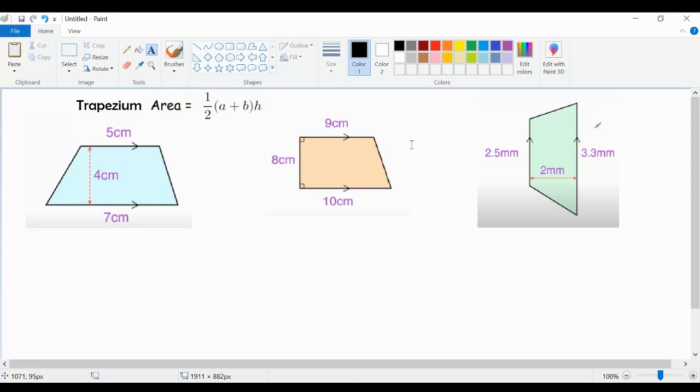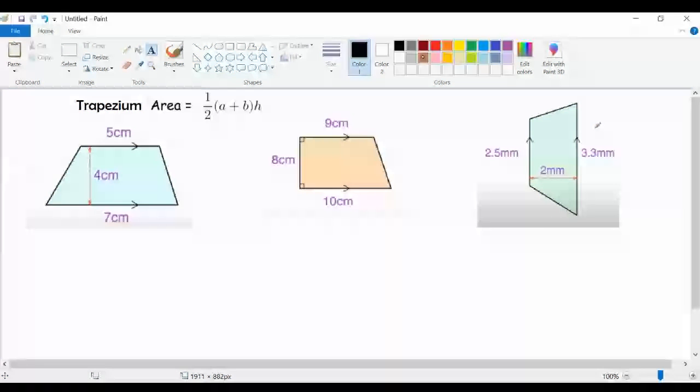The second one here, if you have a look at it closely, there's a pair of parallel sides. This one happens to be at right angles to the bottom, and this one here is sloping. And if you look at the one that is green, it has got two parallel lines pointing upwards. And often they are drawn with arrows on them to show that they're parallel.